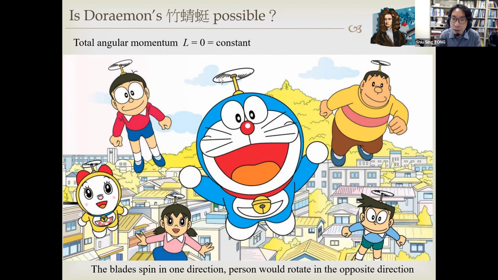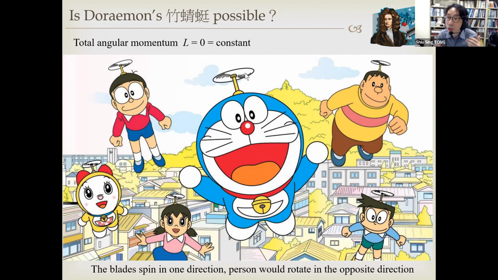Now, the blade is actually too small. Of course, it is not physical to have such a small blade to support the whole body. But apart from that, there's also another thing that violates the law of physics. It is due to the conservation of angular momentum. Now, imagine if Doraemon is accelerating upwards. Imagine now the blade is rotating faster and faster, so it accelerates Doraemon upwards into the sky.